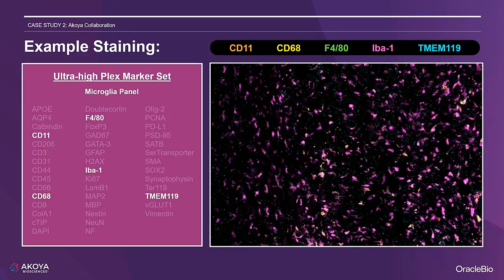The microglia panel, consisting of the highlighted markers here, was used to identify and phenotype the microglial cell population, and this gave information regarding their activation state and their contribution to tumorigenicity.